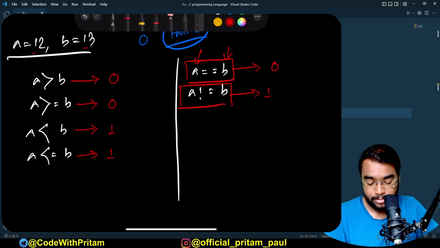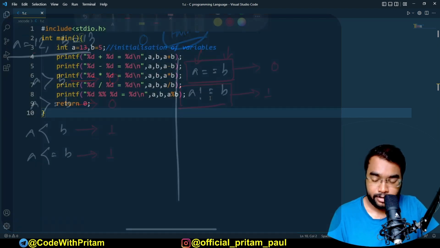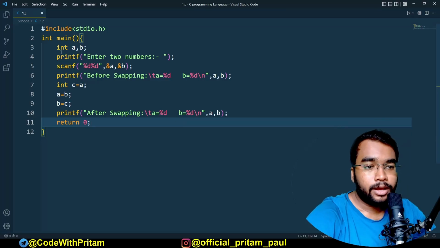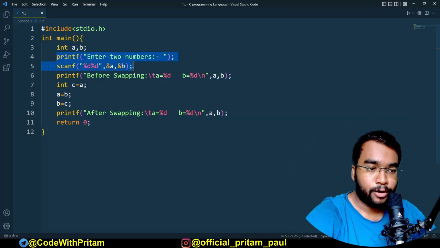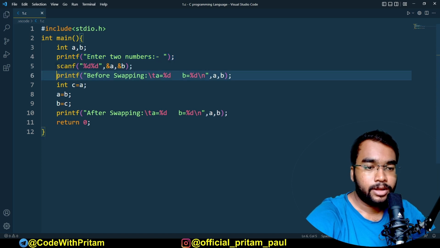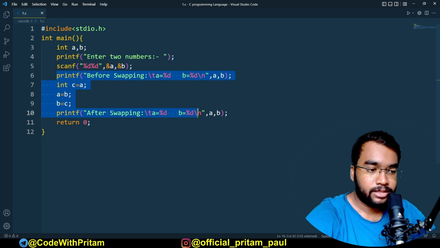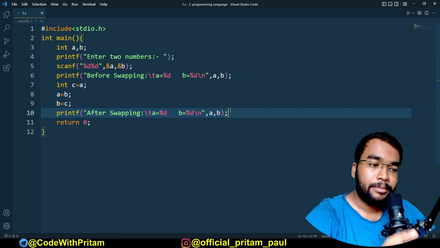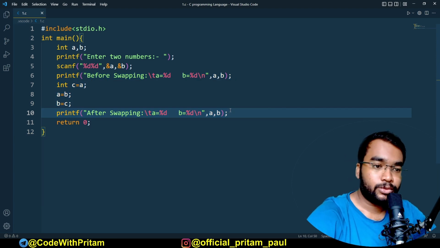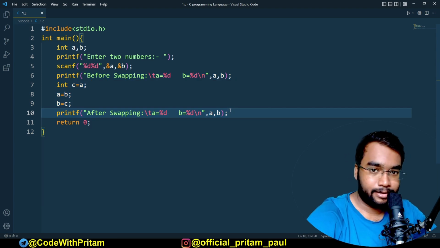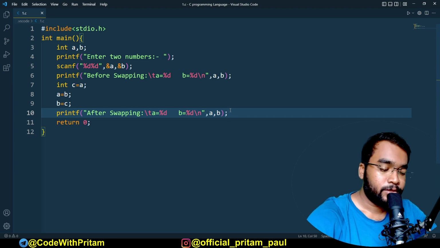Now let's go to the laptop and try to run the codes I have talked about, and also have a demonstration of the relational operators. So here this is the code. I have taken the input of a and b, and after that I have printed them out, then I have done the swap operation, and after that I have printed them out again, so that you have a clear output. So let's run it.